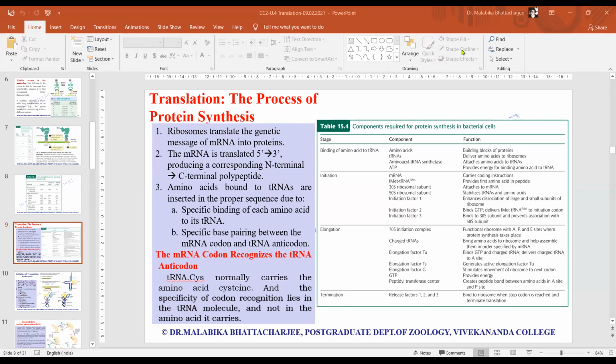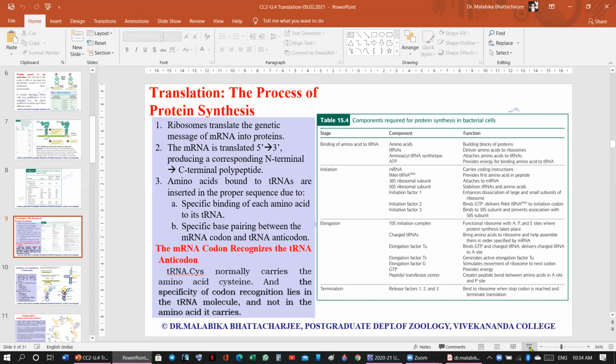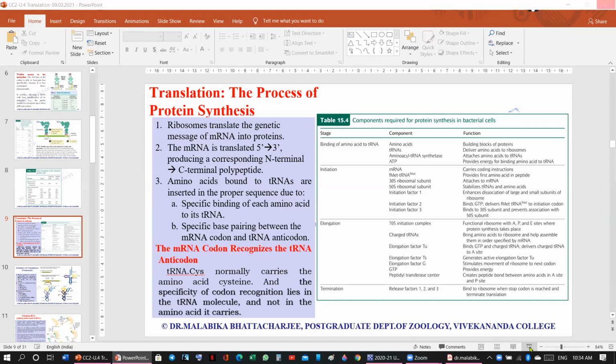Now, with this, we come to the start of our translation machinery, once we are aware of the genetic code. When we talk about translation machinery, as I said, it is a multi-complex process. It involves a ribosome, it involves mRNA, it involves the tRNA, and most importantly, it involves the amino acids. So when we talk about translation, it is a number of molecules coming together in the cytoplasm to bring about a coordinated action, the output of which is the production of a polypeptide.